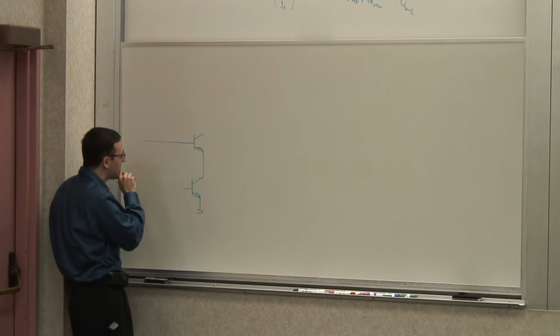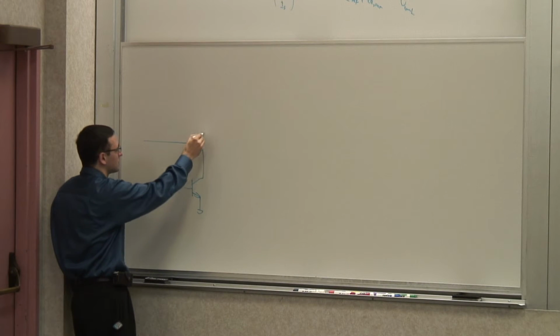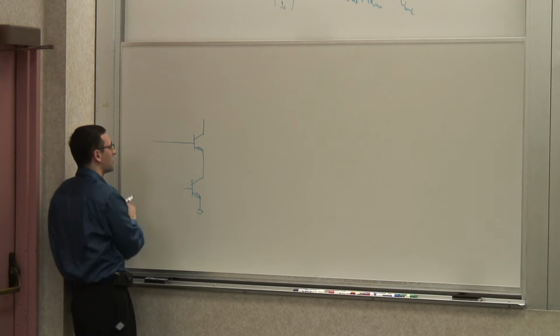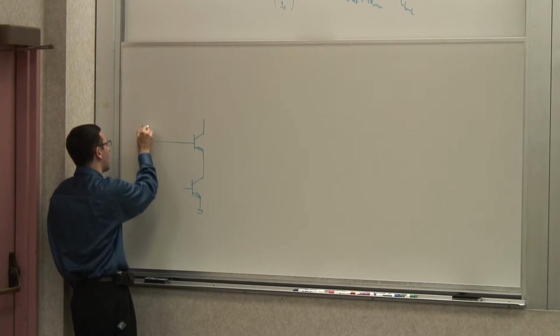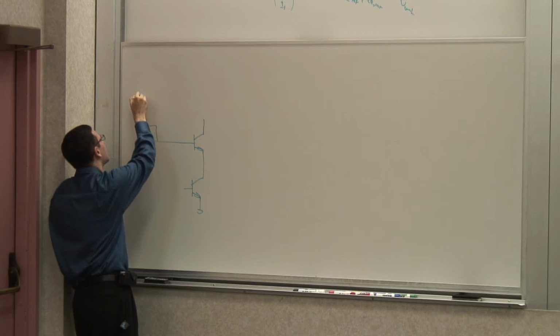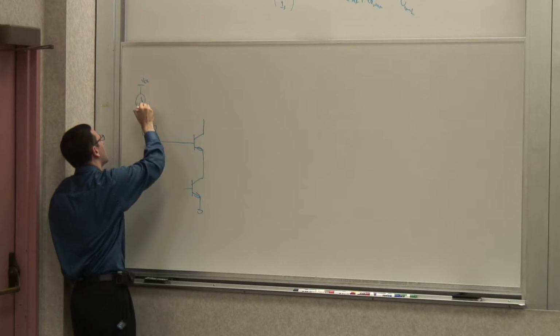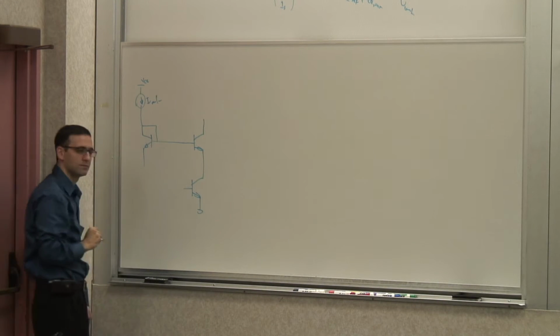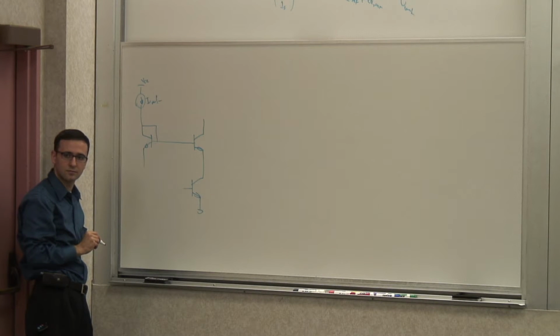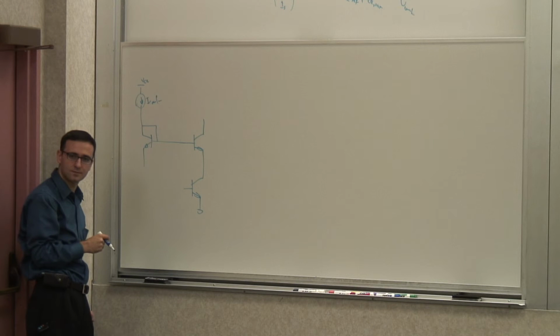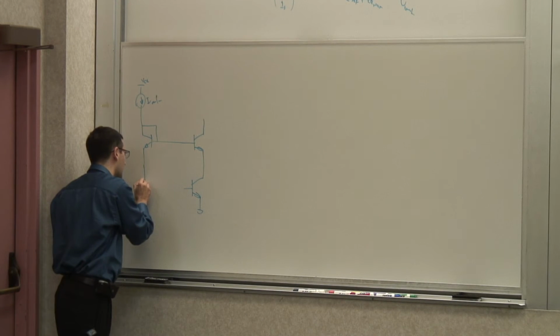Now, I need to maintain these voltages, right? So I need to generate these voltages. So how do I do that? Well, I generated that one using a diode connected transistor, right? How do I generate this voltage? I want it to look kind of symmetrical, right? You can use more diode connected. Right, I can use another diode connected transistor.